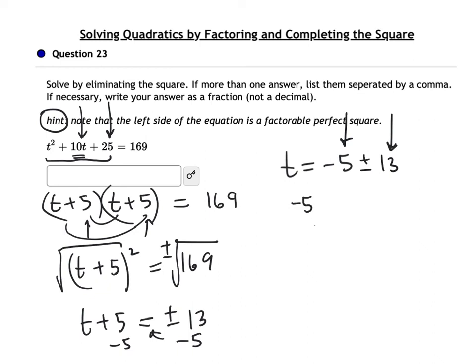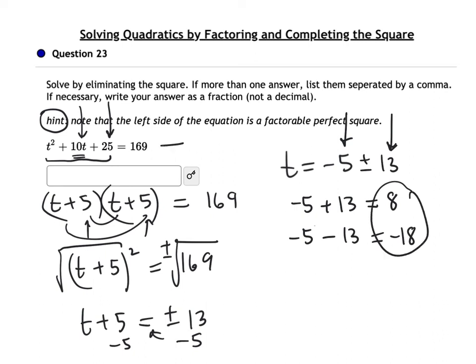One answer is negative 5 plus 13, which is 8. And the other answer is negative 5 minus 13, which is negative 18. And if you plug these numbers in for your t, you'll discover that they make the equation true. List them with a comma, 8 and negative 18, and you're done.